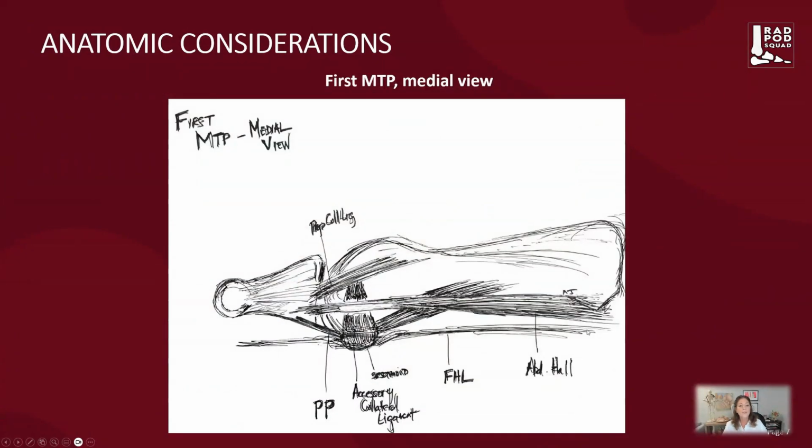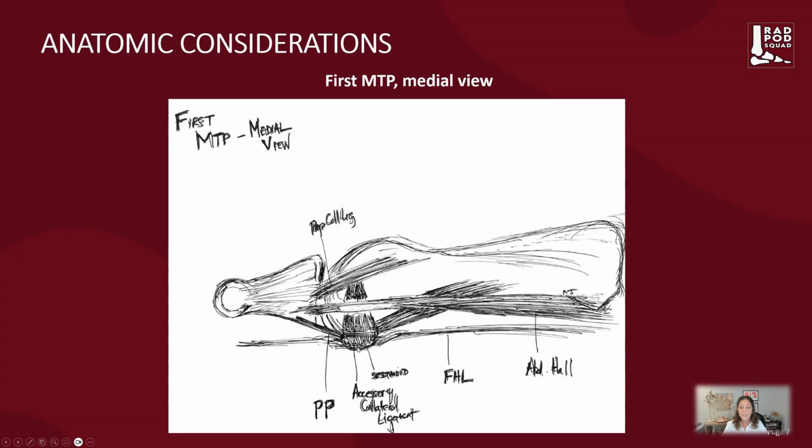Furthermore, looking at the first MTP joint, we have a sesamoid apparatus that is invested by the accessory collateral ligament. And that's different from the lesser metatarsals, which is the bulk of our conversation today. We're going to be taking a look, in this case, at the first MTP, which is sesamoid, the accessory collateral ligament. We have the proper collateral ligament, and that's going to adjoin some of the abductor hallucis, the muscle and the tendon, to reinforce the collateral ligament complex seen here.